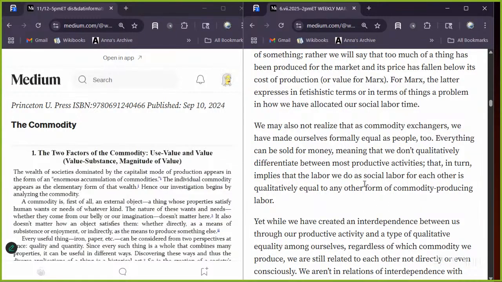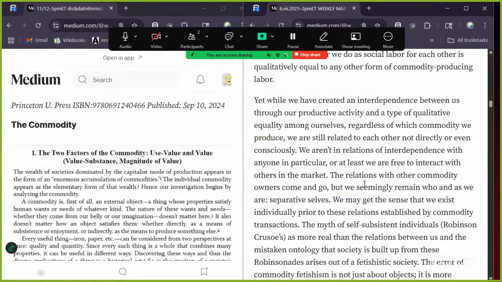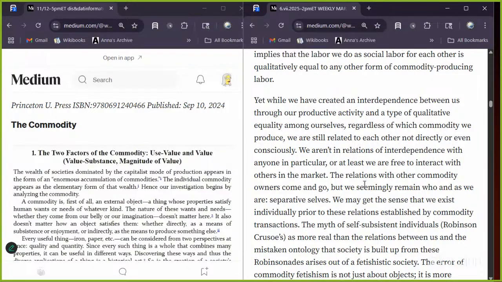Yet, while we have created an interdependence between us through our productive activity and a type of qualitative equality among ourselves, regardless of which commodity we produce, we are still related to each other not directly or even consciously. We aren't in relations of interdependence with anyone in particular. This is the difference between interpersonal relationships and talking about money, for example. We aren't in relations of interdependence with anyone in particular, or at least we are free to interact with others in the market. This is our basic model of competition.